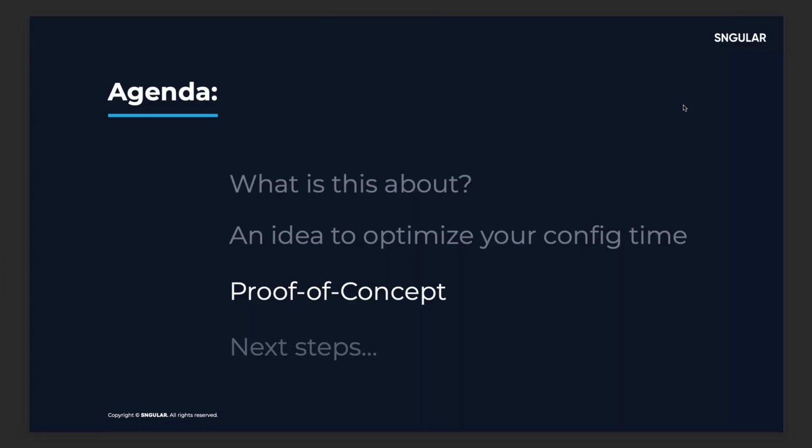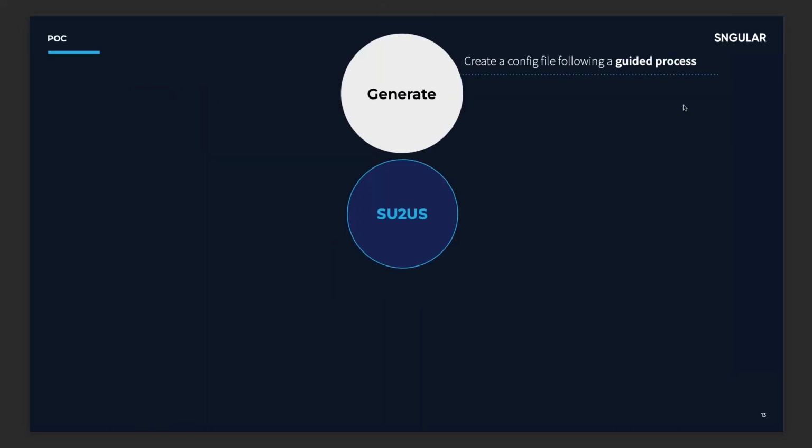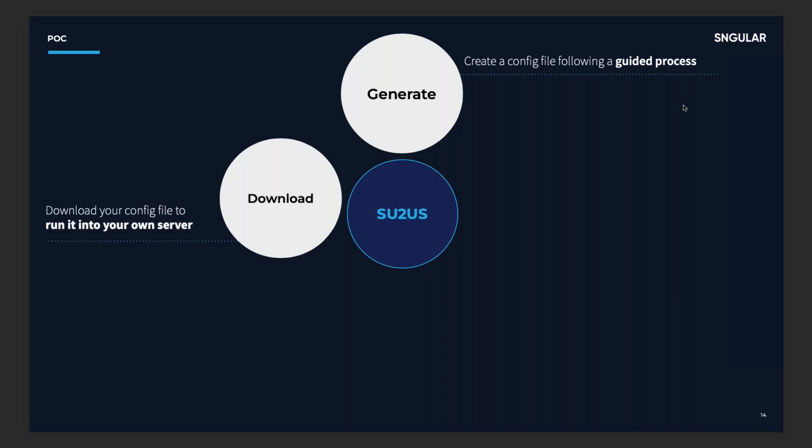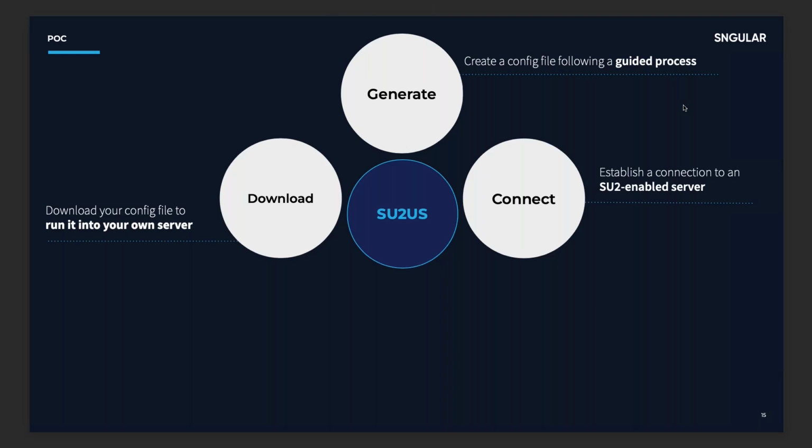So as a proof of concept for a project that has lasted over the last couple of months, so it was a very tight, focused idea that we got right in the summer. We said, well, let's just limit our scope to 5 items. So first, we want to be able to generate a config file through a guided process. Next, we want to be able to download. Next step, well, maybe we can connect to a server that has SU2 installed on it.